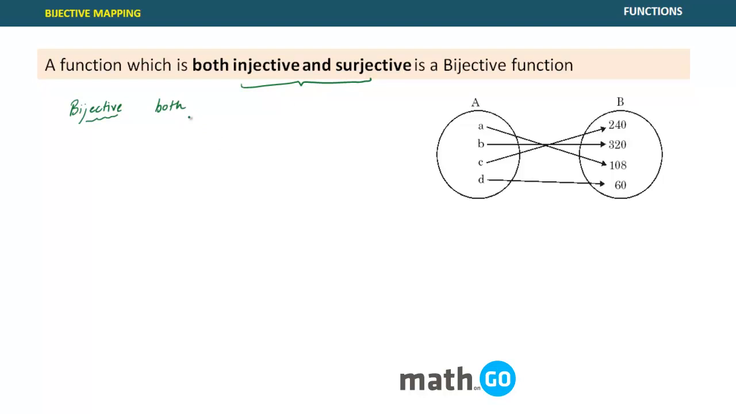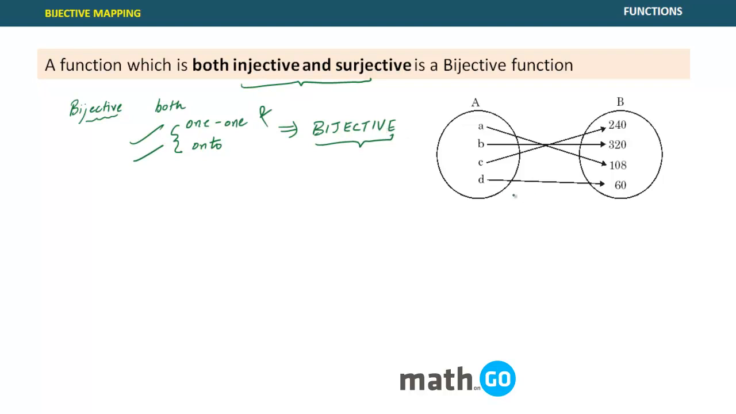So the function should be both 1-1, and the function should also be, at the same time, onto. So a function which is both 1-1 and onto will be known as bijective. So this actually reduces the condition of bijective mapping. There is no straightforward method to find out bijective. You have to prove that these two are valid, then only the function will become bijective.